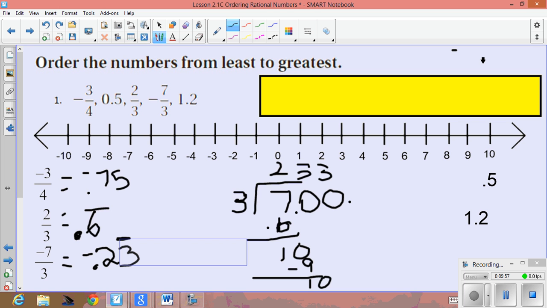Oh, I made a mistake. The solution is -2.3 repeating. Okay, so my decimal point here goes straight up. So it's 2.33. Okay, and remember the bar notation means the 3 goes on forever.